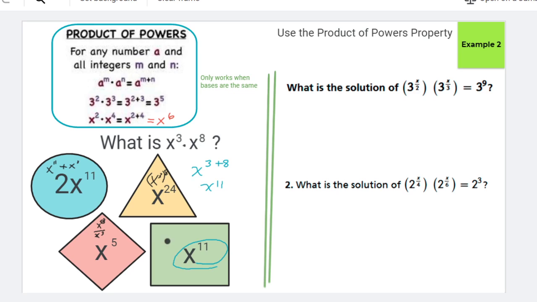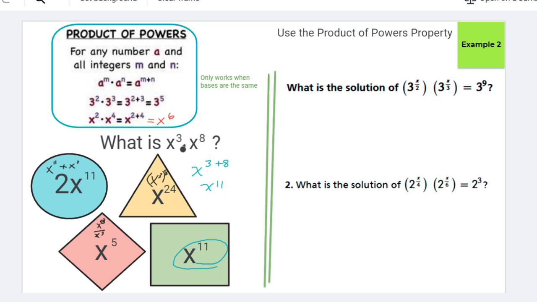So there we have it. That's how to use the product of powers. Now your textbook, instead of showing you a lot about the product of powers, they kind of get a little heavy into it. And so they give us problems kind of like this, which I thought was a bit extreme. That's why I did this little mini example.